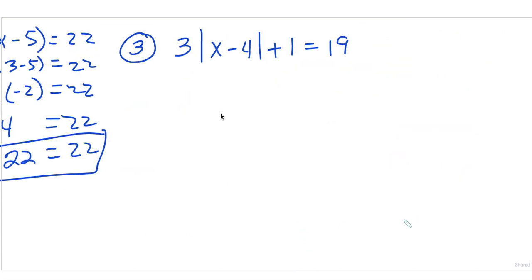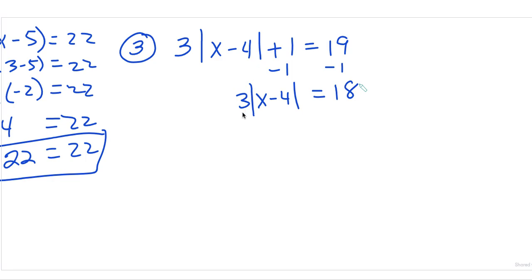All right, now we have absolute value. So the first thing that we have to do is make sure that our absolute value is by itself on the left. So right now it's not by itself. So the first thing that we have to do is zero pair. So we're going to go ahead and zero pair the 1. And we're going to have 3 times the absolute value of x minus 4 is equal to 18.